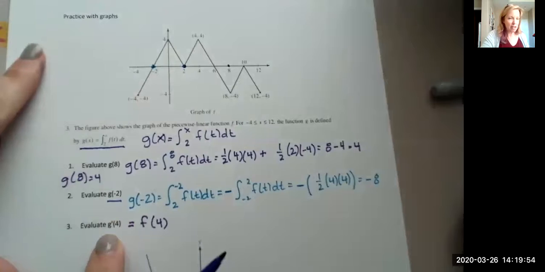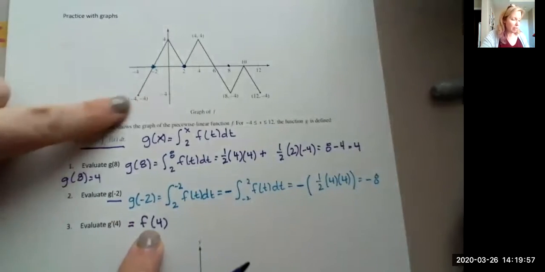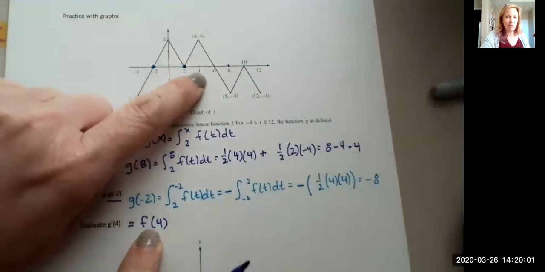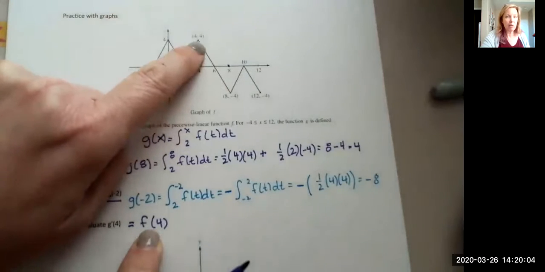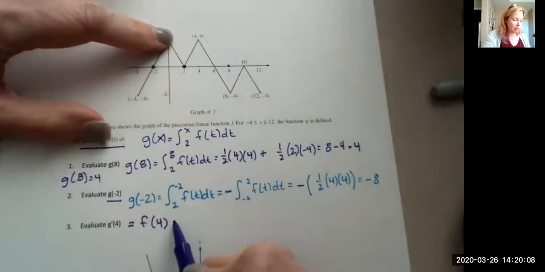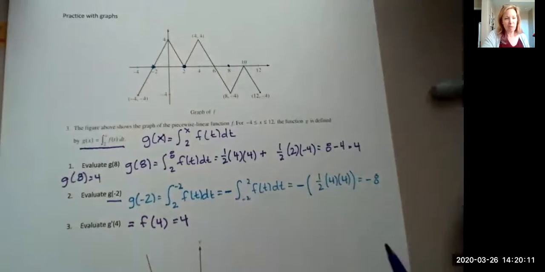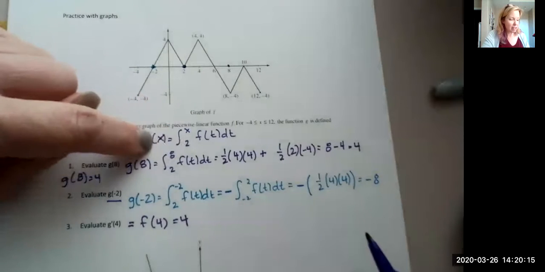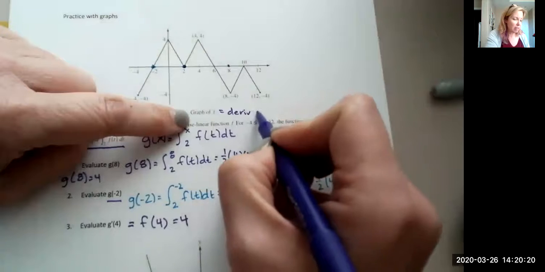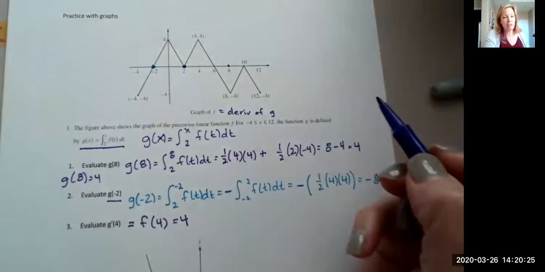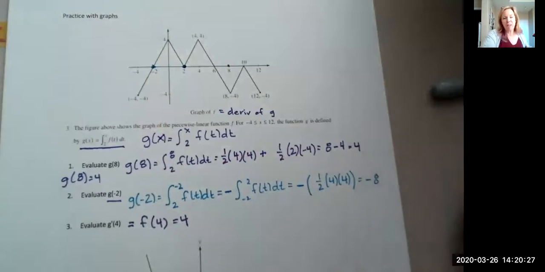So the value of g prime is going to be equal to the value that this function takes on when x equals 4. So I look right here at x equals 4. Again, that's the point (4, 4). Since this function f has a value of 4 when x equals 4, this is just equal to 4. So again, if I integrated f to get it to be g, that means f is the derivative of g. And so when they ask me for a value for g prime, it's just the value of the graph that I'm looking at.